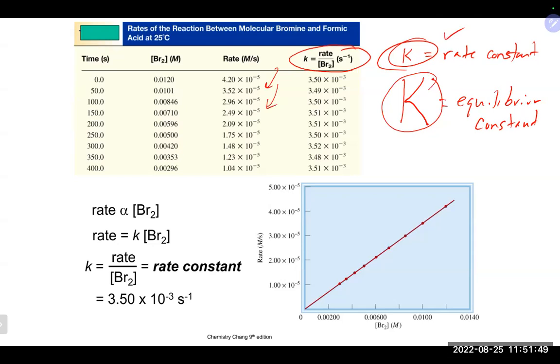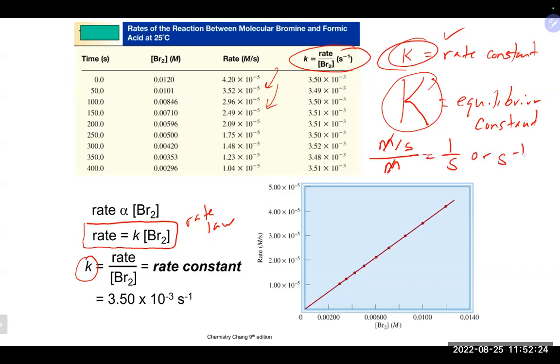We'll talk a little more about this as we go through the chapter, but this is what is sometimes referred to as a rate law. The rate is equal to the rate constant times the concentration of the reactant. If we rearrange this rate law and solve for k, we get the rate constant, which in this case has units of reciprocal seconds. The way we get that is the rate is molarity per second divided by the concentration, which is molarity. Those cancel, which gives you 1/seconds, or reciprocal seconds.